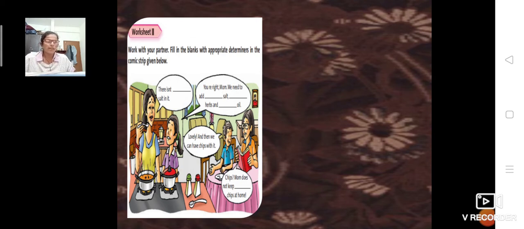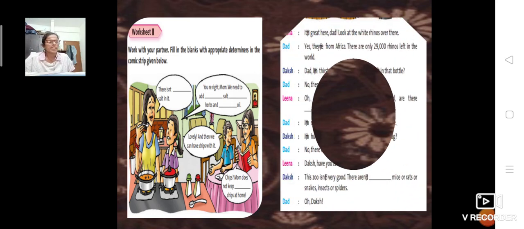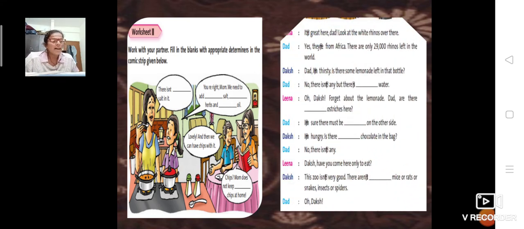Now let us look into the next page. Lena, her brother Daksh and their daddy are in the zoo. Lena is very excited, so she cannot stop chatting with her father. While conversing, they forget certain words. Complete the conversation between Lena and her daddy.